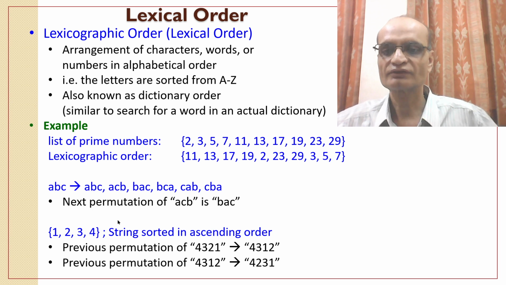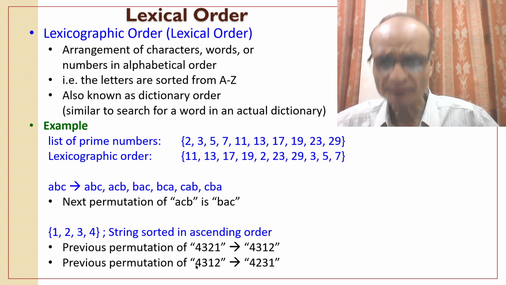For example, here for ACB, the next permutation is BAC. Similarly for 4321, the previous permutation is 4312, and the previous permutation to 4312 will be 4231.